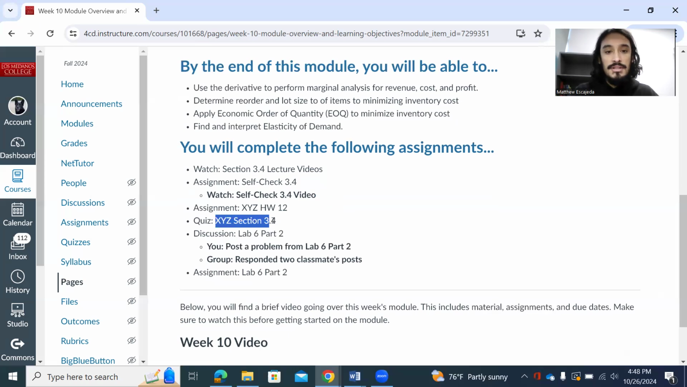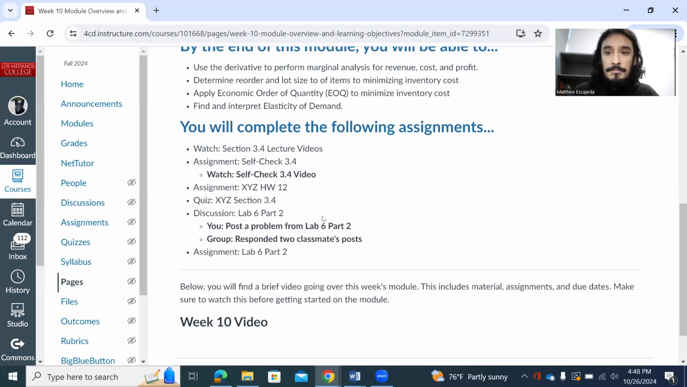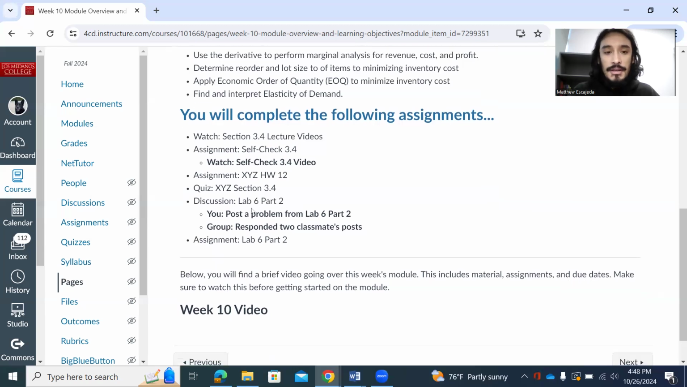And the XYZ section 3.4 quiz, that's just a short timed quiz to complete. It's timed, but you should have plenty of time to complete it. It's just a couple questions.